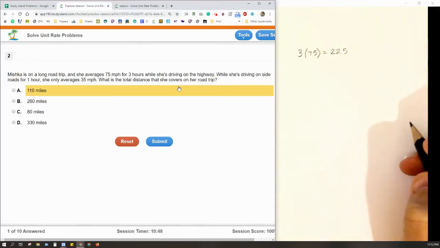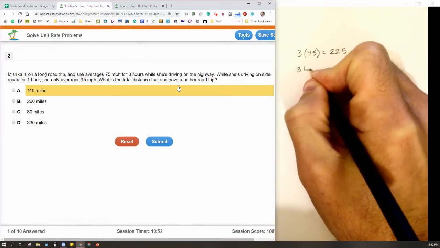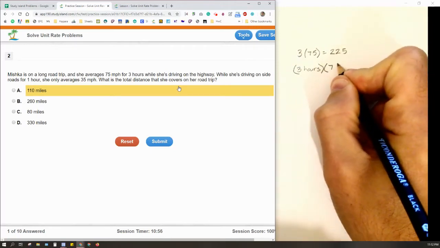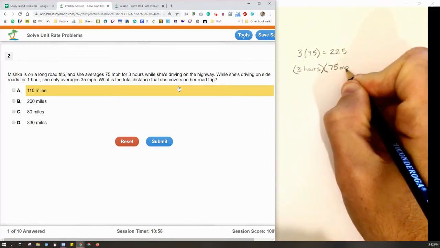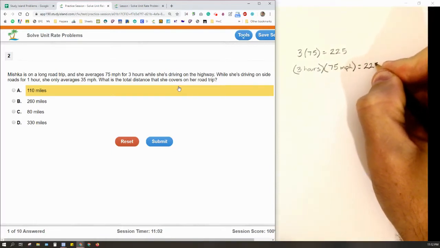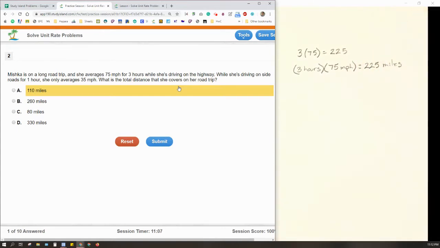So let's write this out with units of measurement. 3 hours times 75 miles per hour is equal to 225 miles. So for 3 hours, she went 225 miles in those 3 hours.